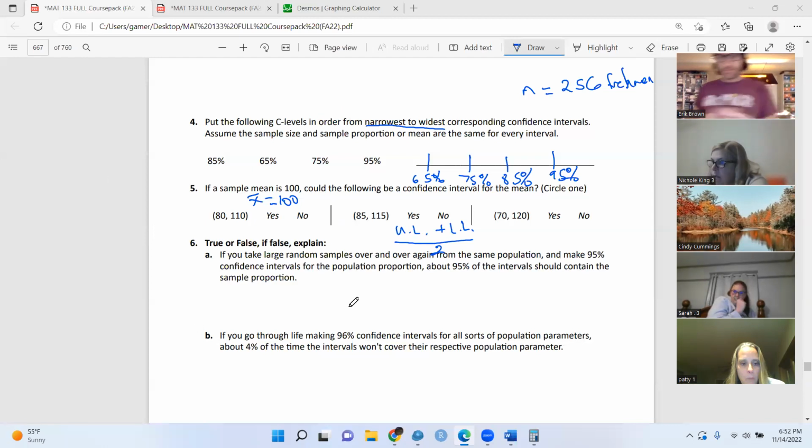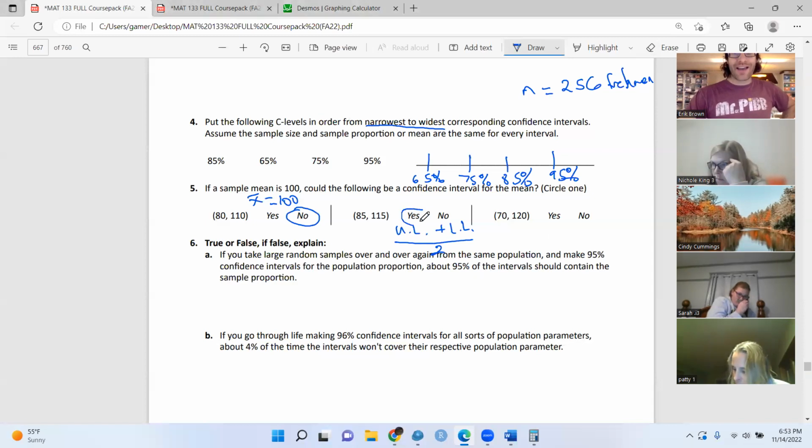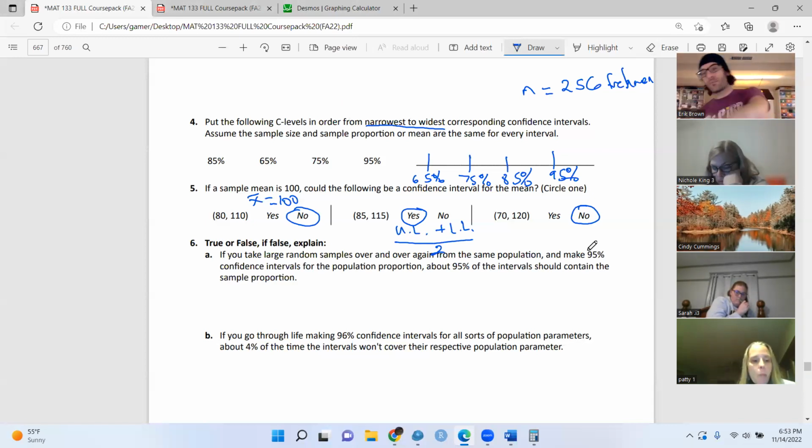Okay, that was 2 minutes. How about the first one? Is 100 in the middle? No. Right. It's 80 plus 110 is 190 divided by 2 is not 100. How about the second one? Yes. Yeah, that's equal to 200. Next one is also 190, so no. Just a quick reminder of that connection between the upper and lower limit in the middle. It doesn't matter whether it's a mean or a proportion. When we add them together and divide by 2, we've got to get the sample value.